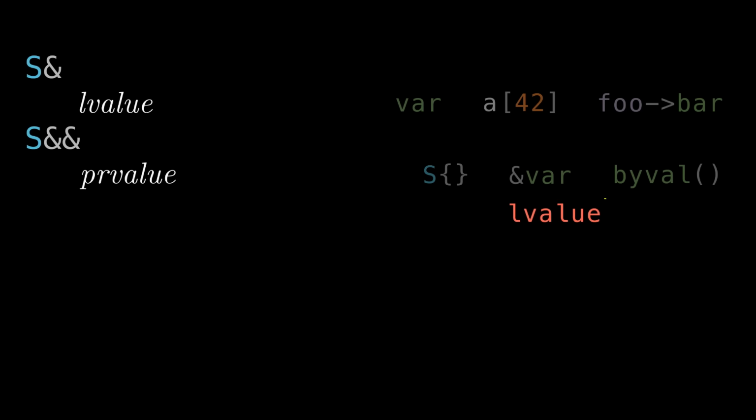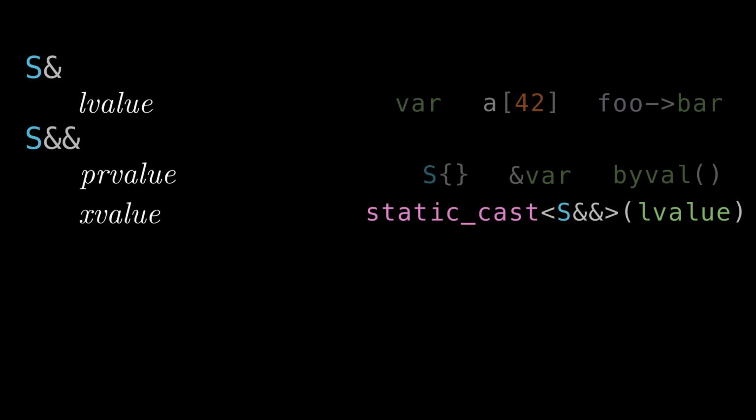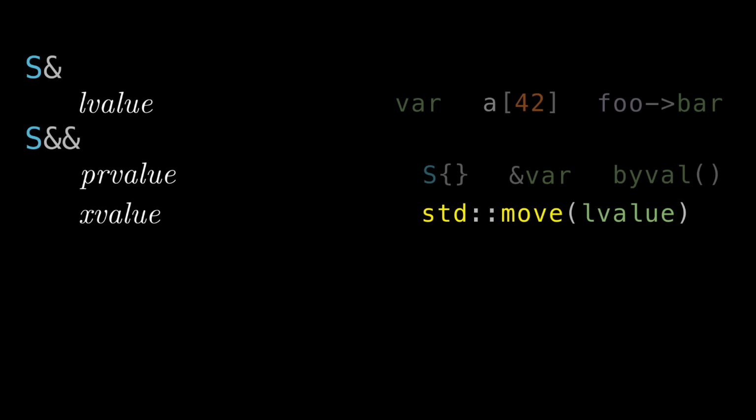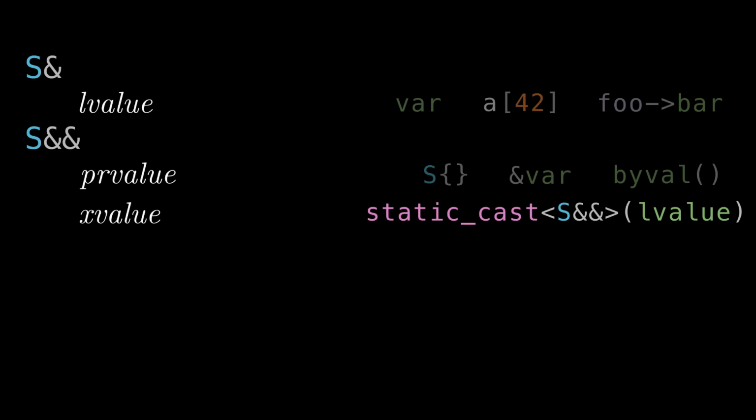Now, I already mentioned that these references cannot be used with L values. And that's true, at least implicitly. But you can actually explicitly cast an L value expression to a double ampersand reference. When you do this, you create what's called an X value, which is short for an expiring L value, because it's like we're taking what was once an L value and casting it into the ether. Now, if you've studied move semantics before, you know that the standard library provides a special function for doing this cast, and it's called move. But when you call move, all you're doing is nudging an L value to become an X value.